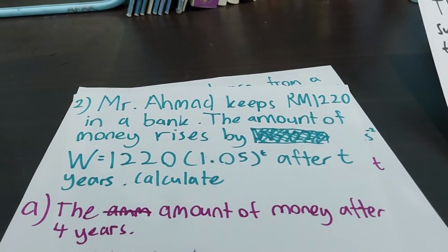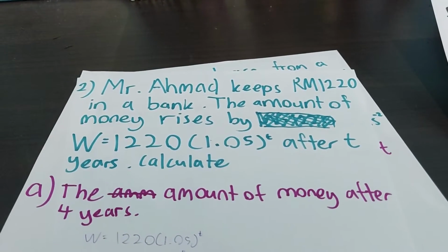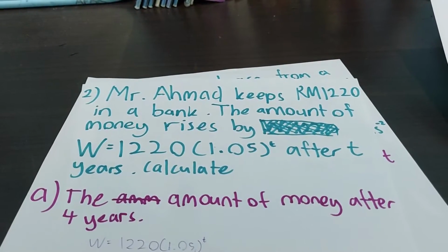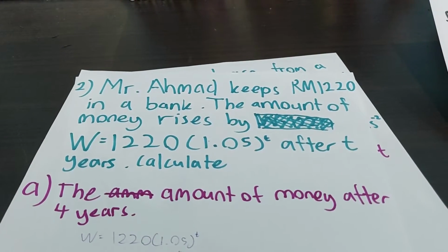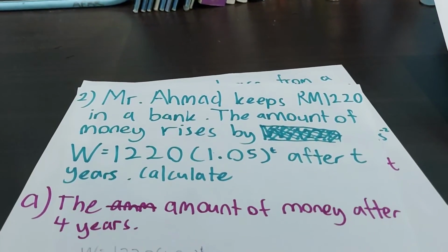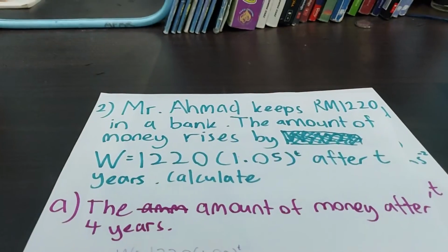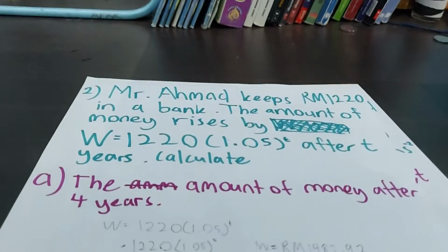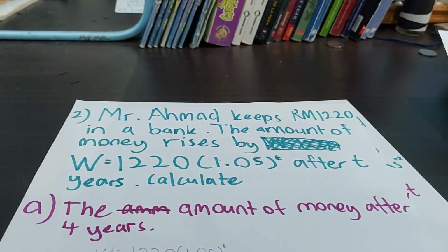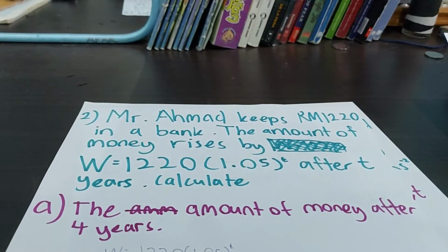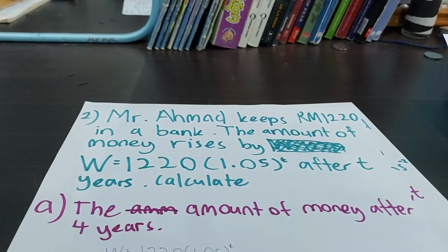Then let's look at question number 2. Mr. Ahmad keeps 1,220 ringgit in a bank. The amount of money rises by W equal to 1,220 in bracket 1.05 to the power of T after T years. Calculate A, the amount of money after 4 years. So I give you some time. Okay, I think you're all done. You can pause the video if you want to keep answering it.